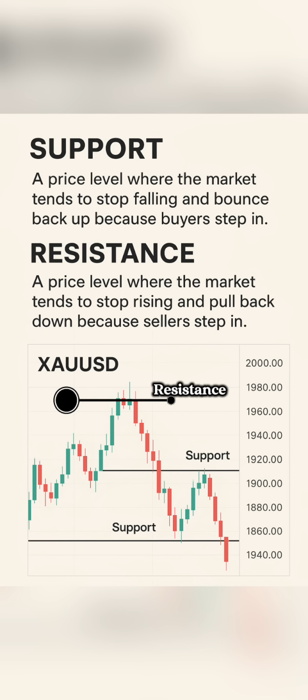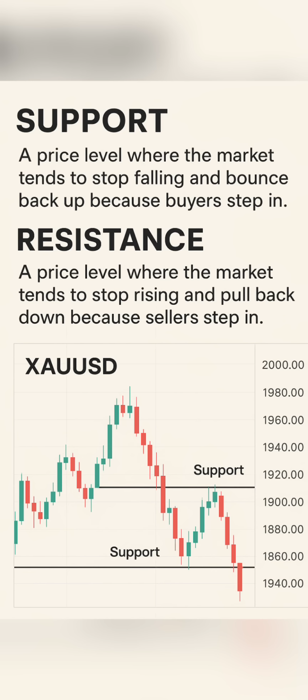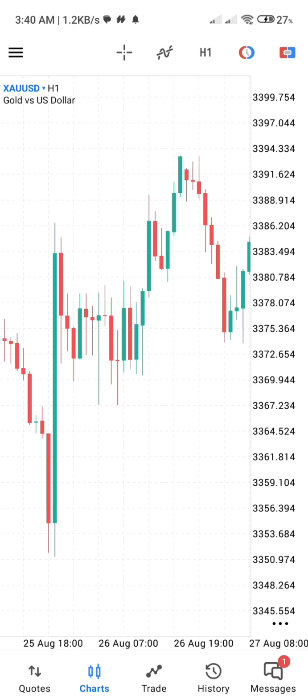So support is the area where banks or institutions keep buying the stock, and resistance is the same kind of area where banks or institutions sell the stock. So that's the simplest definition of support and resistance.